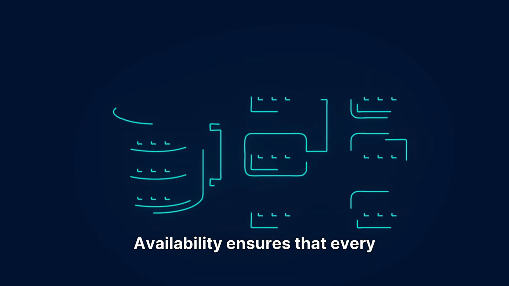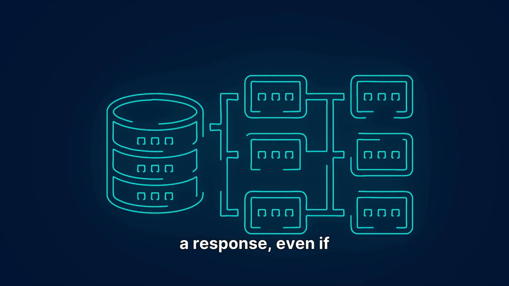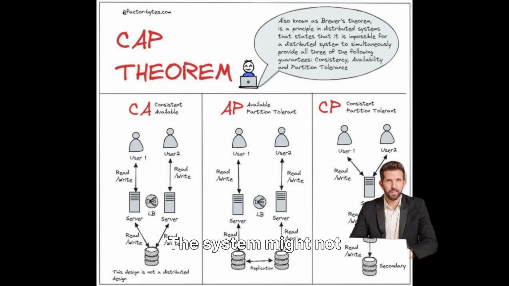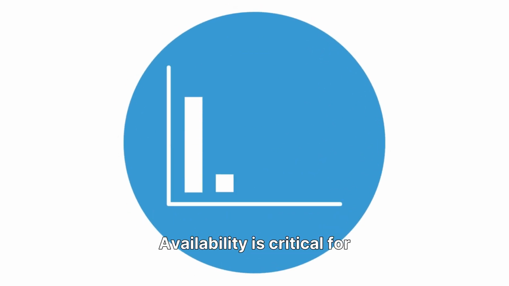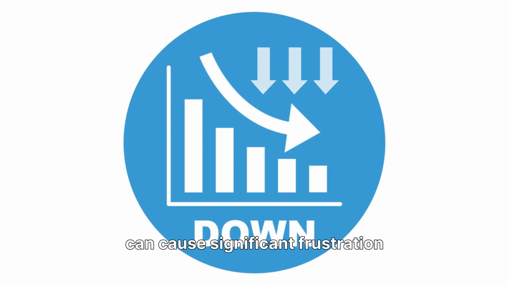Availability ensures that every request, whether a read or a write, receives a response, even if some nodes in the system have failed. The system might not always return the most recent data, but it always remains operational and responsive to user interactions. Availability is critical for user-facing services where downtime can cause significant frustration or substantial revenue loss.